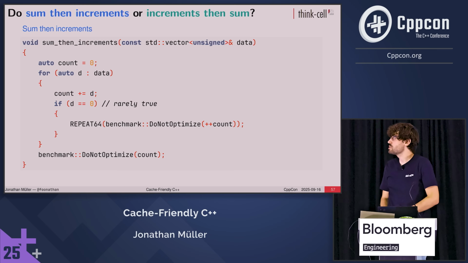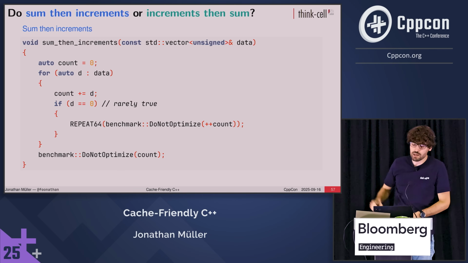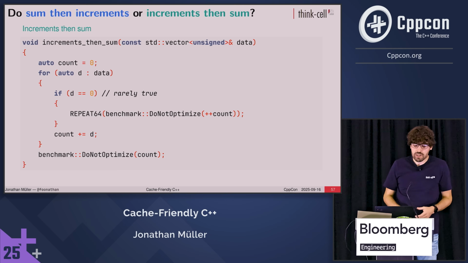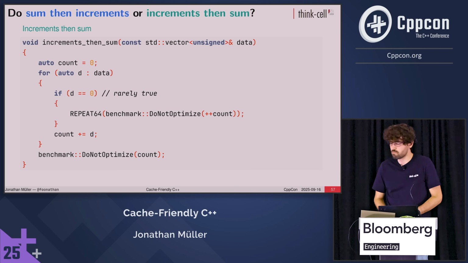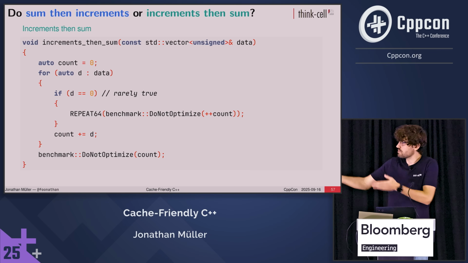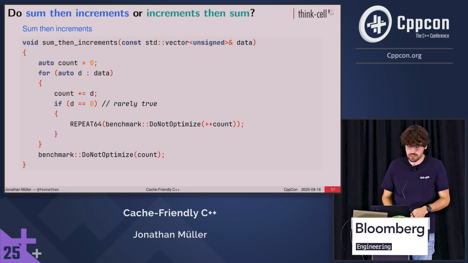And then we could do it in one of two ways. We could do the sum first, and then we have the if, and then we do our increments. Or we could do our increments, if we're 0, and then we do the sum. This doesn't change anything in the result. It's just a choice of writing the if first or writing the if second.